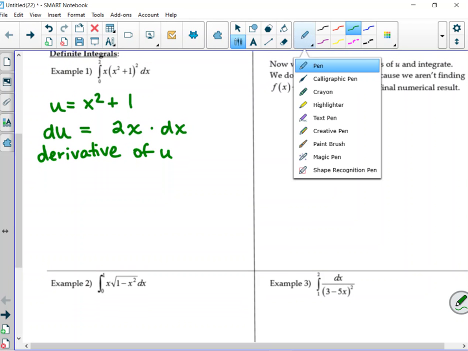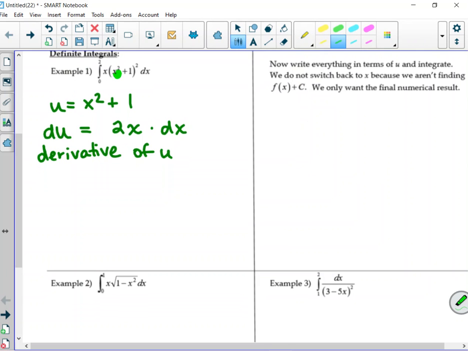Now I check it out to see how things are working. There's u, just like I have it. So this is going to feel pretty good so far. When I start looking for du stuff, make it pink. x dx looks good.